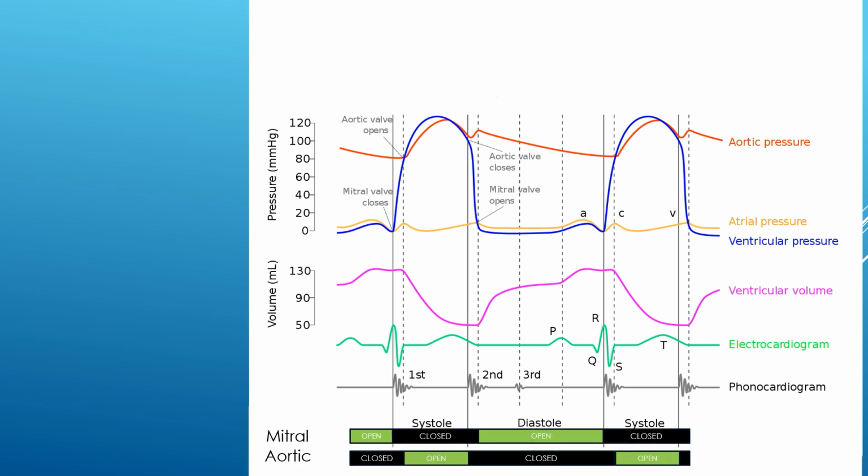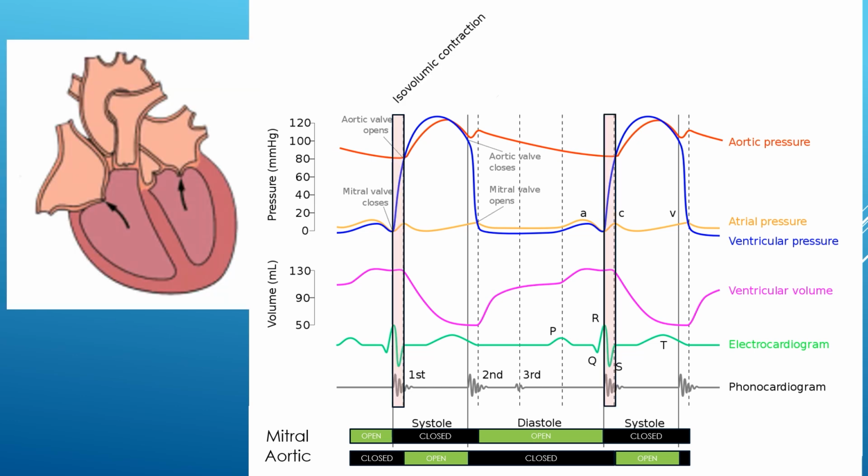So when we move on to the specific phases, they are as follows. Starting at the start of systole, we have the isovolumetric contraction. Firstly, the pressure in the ventricle rapidly increases and becomes greater than the atrial pressure, causing the mitral valve to shut, causing the first heart sound. The pressure in the ventricle continues to increase until the pressure is greater than that in the aorta, at which point the aortic valve opens, ending this phase.